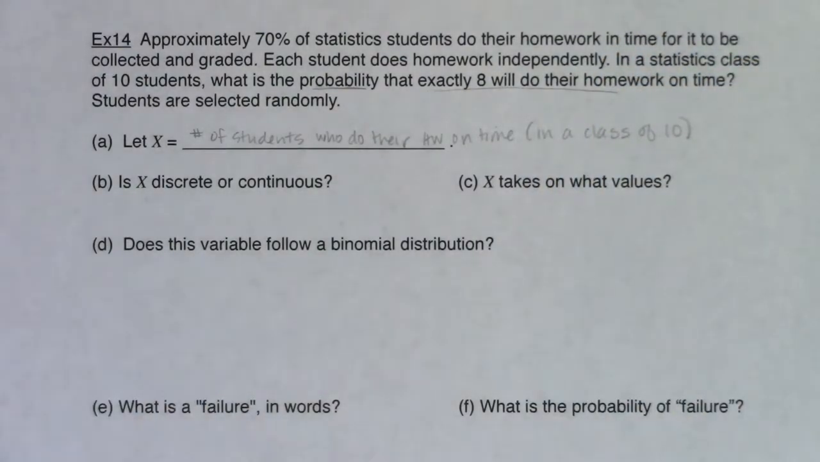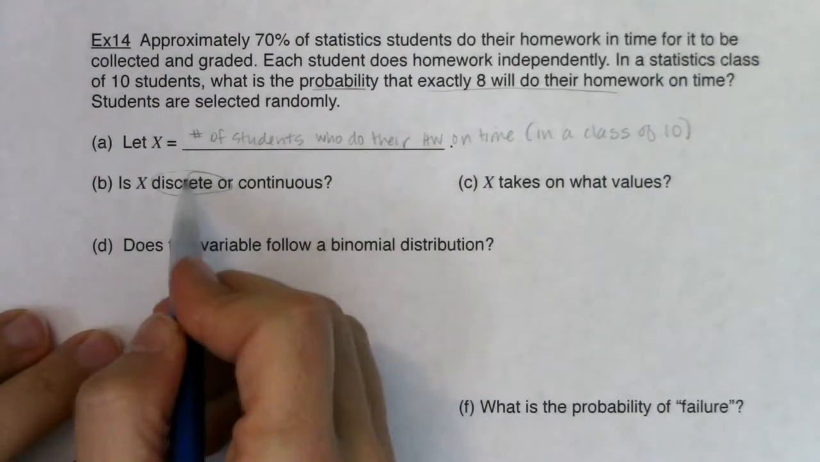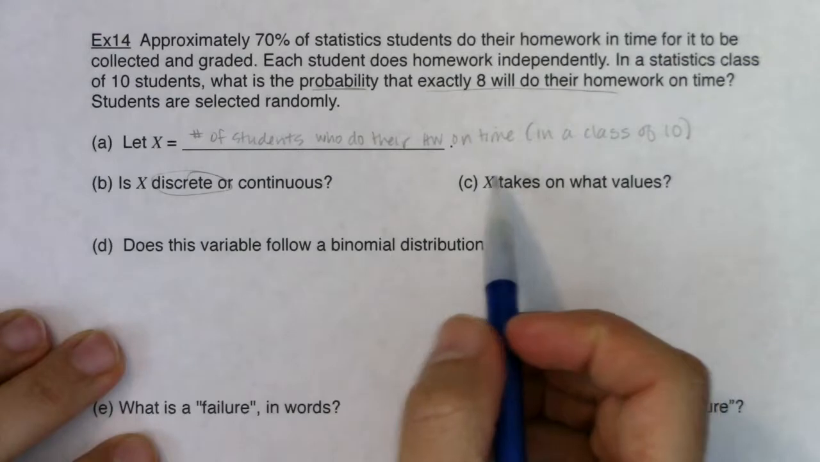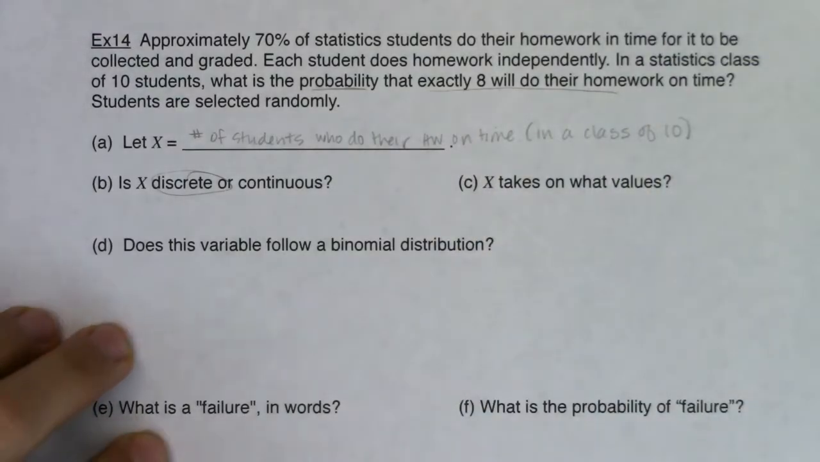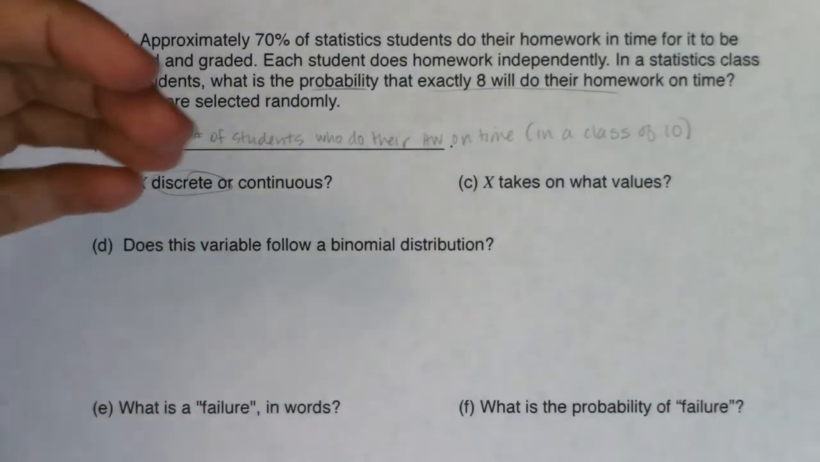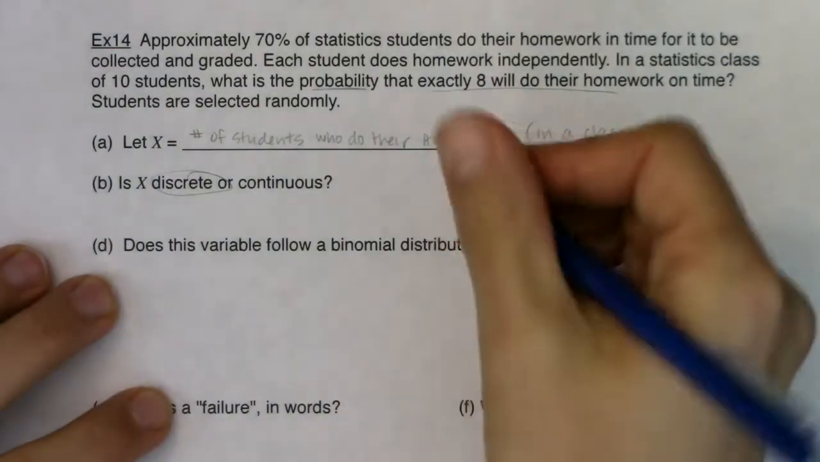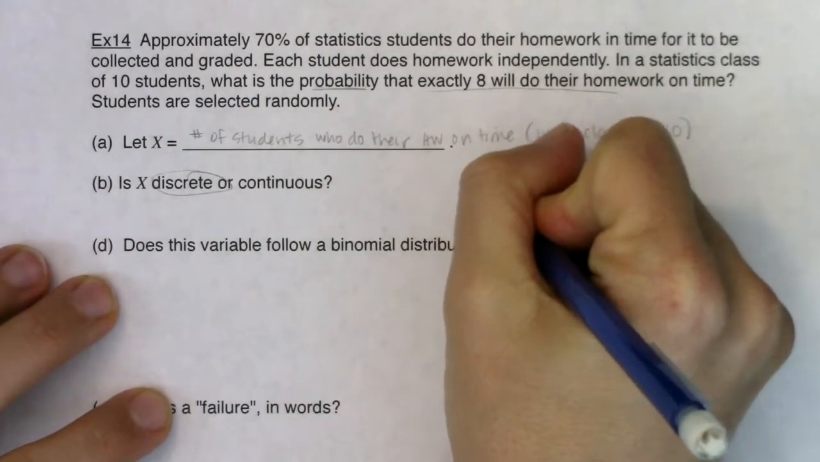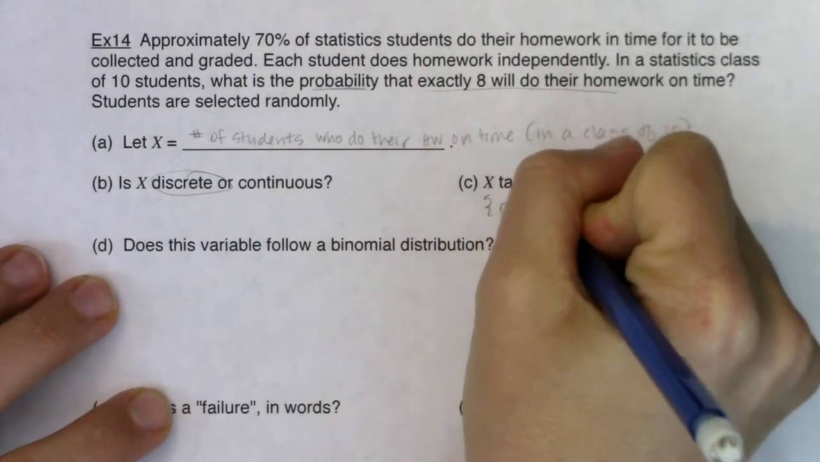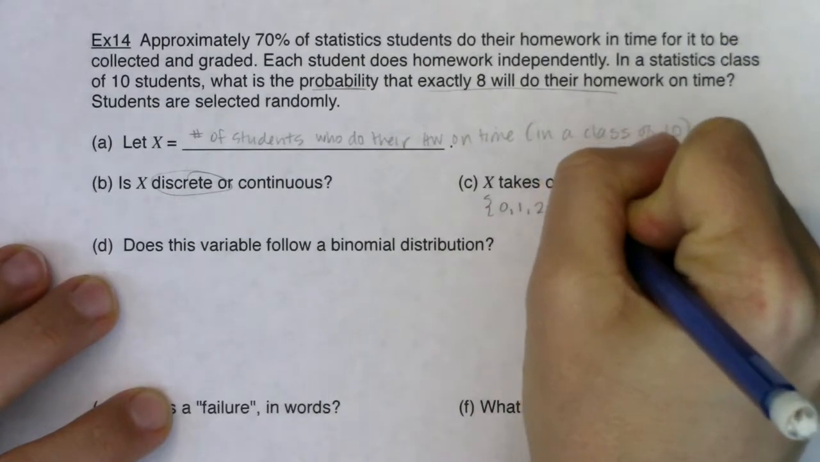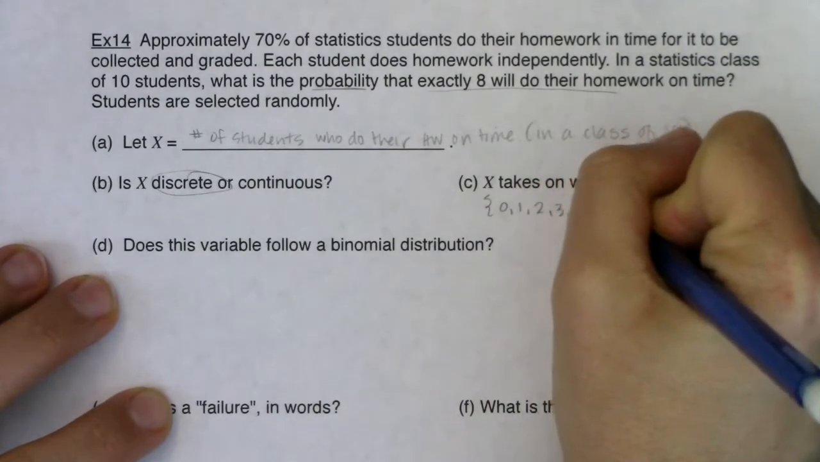So if we're talking about the number of students that do their homework on time, that is definitely discrete. And the values this could take on, well, again, think if I'm talking to 10 students, 10 of them could do their homework on time. That'd be awesome, right? 9, 8, all the way down to 0. So if I'm going to write these, I usually go low to high. The values X can take on are 0, 1, 2, 3, 4, 5, 6, 7, 8, 9, 10.